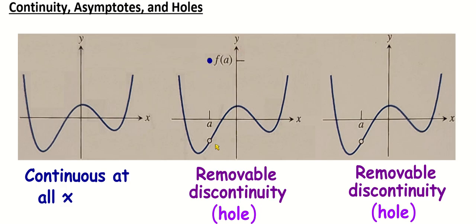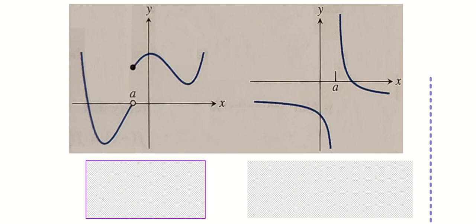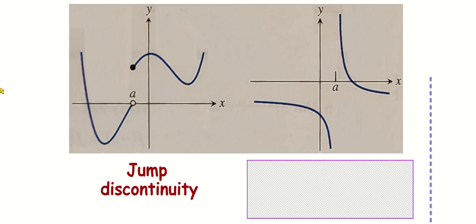Anyway, whether it is also defined here, flat out, this is not continuous at x equals a, and it's called a removable discontinuity. This one, you think this one's totally continuous everywhere? Heck no. This is not continuous at x equals a, but this one we call a jump discontinuity.